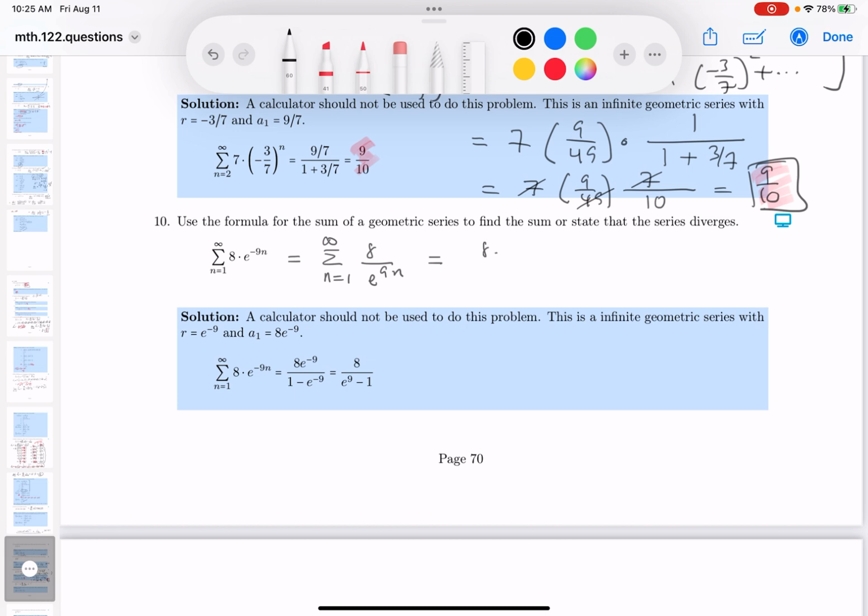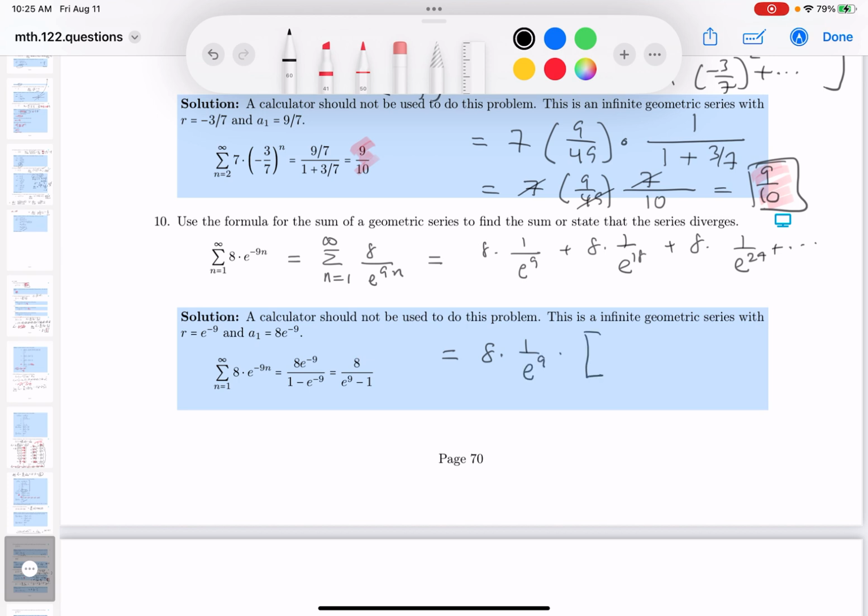I'm going to write 8 times 1 over e to the 9th power plus 8 times 1 over e to the 18th plus 8 times 1, and that's going to be what? 3 times 9 is 27, right? Yada, yada, yada. I'm going to factor out an 8, and I'm going to factor out e to the 9th on the bottom.